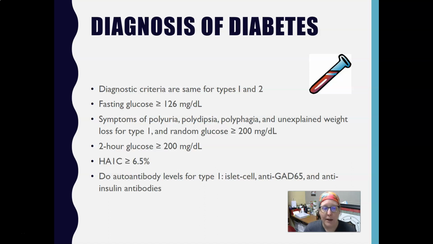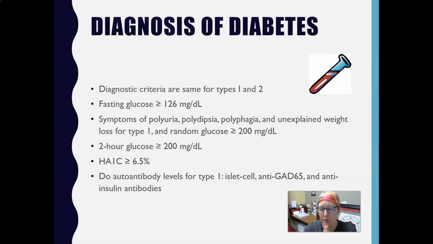And then on top of that, if you have the symptoms of polyuria, polydipsia, polyphagia, and unexplained weight loss for type 1, or chronic weight gain for type 2, and a random glucose of greater than 200 milligrams. So if they did an acute check on you, or you just went to the doctor's office and they drew your glucose and it was like 250, you would be above the cutoff for diabetes.